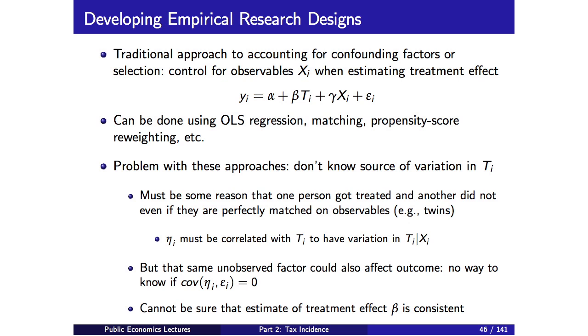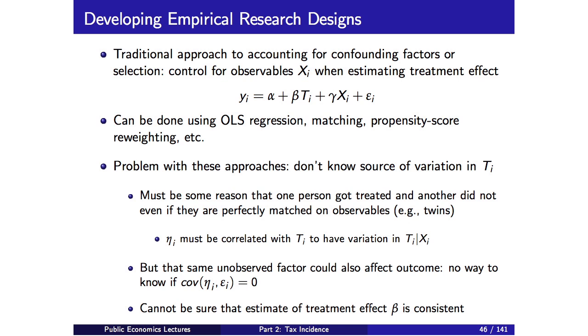But what I want to emphasize is that regardless of how you're doing this controlling, even if you do it perfectly, the problem with those approaches is that you do not know the source of the variation in the treatment Ti, or the source of the variation in the tax rate in the examples we're going to be talking about. To see what that problem is more clearly, notice that there has to be some reason that one person got treated and another did not, even if they're perfectly matched on observables.